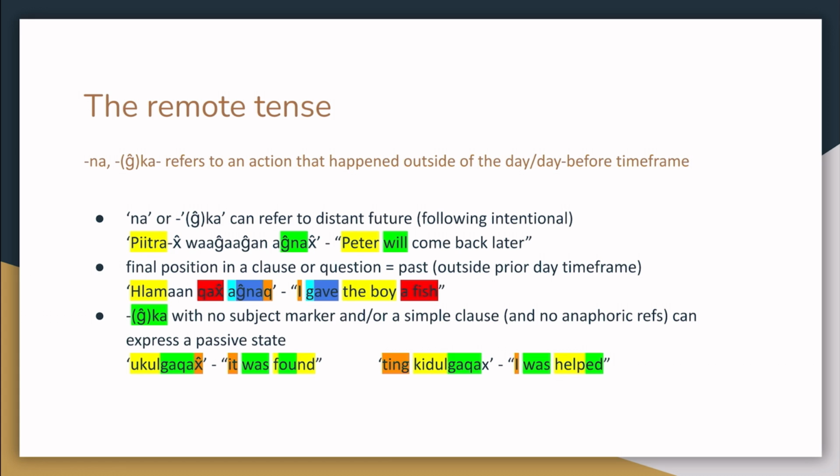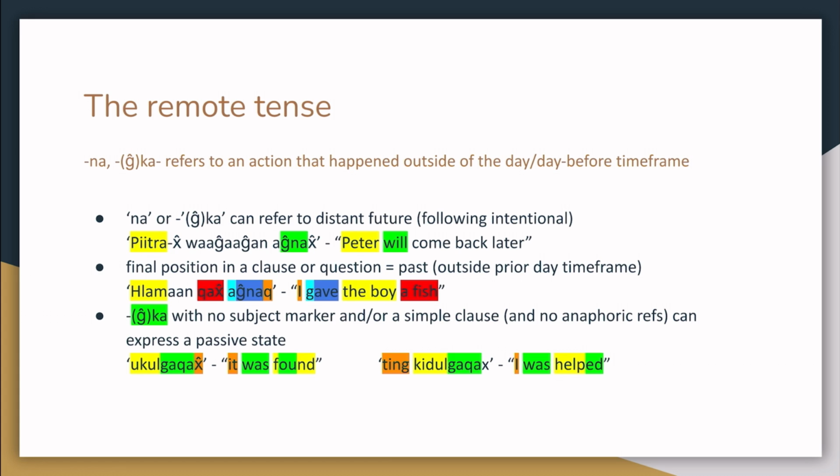And then you have ting kidul gaka, I was helped. So the ting, that means I, and then kidu means to help. And then again, there's that that you see after the uku, the same after kidu. Again, I believe we'll see that later. And then gaka, was helped. That's an interesting side use of this particle.